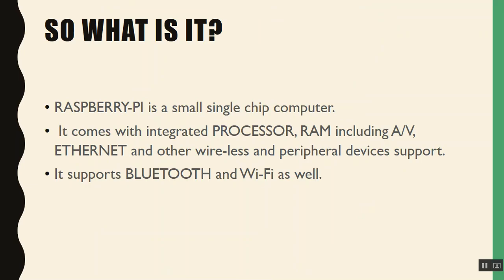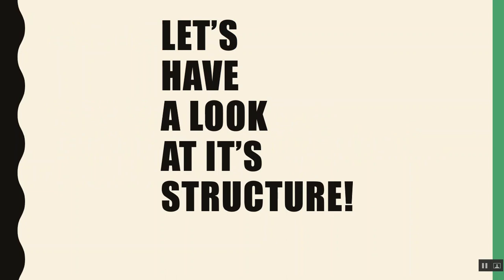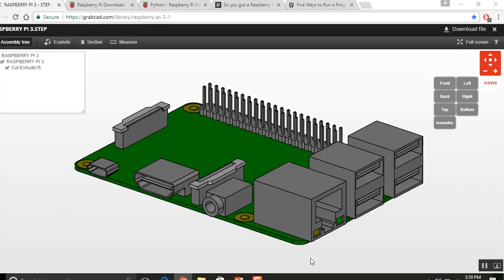So, what is it? Raspberry Pi is a single chip computer, as you have seen earlier. It comes with integrated full-fledged devices: processor, RAM, AV support, the entire peripheral support. You can connect the keyboard, the mouse, the camera and everything you require. Plus it comes with Wi-Fi and Bluetooth, so the wireless connectivity that has always been an achievement for remote devices is also achieved in this device as well. Let's have a look at its structure.